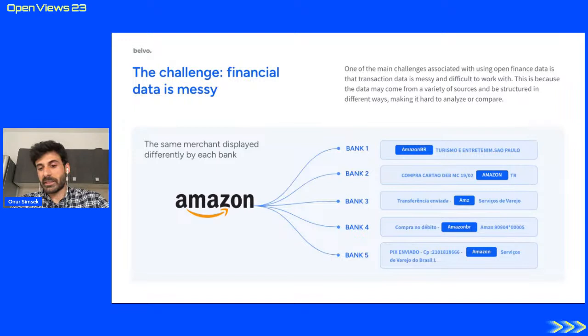The fourth bank, you see Compra no Debito, another format, and some part that is probably the card name and card number. And the last one is Pix Enviado with some number, and here you see the technology that is used for this purchase. So when you think about this, the data itself is quite messy and complex to understand. All these transfers try to say the same thing, even though the descriptions are completely different.